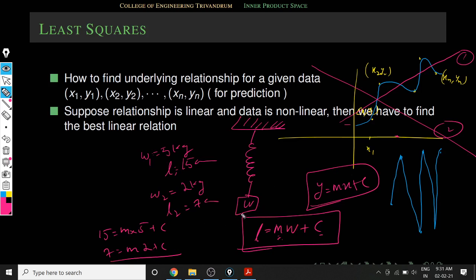But there is a problem. There is a problem in this experiment. There is a limitation in this experiment. Did you understand what the limitation is? What are the possible errors in this experiment? Consider a tabular value like this. This is our W, this is L, and you get some values like this. What is a possible error in this experiment?